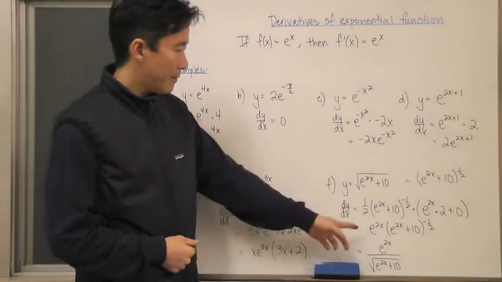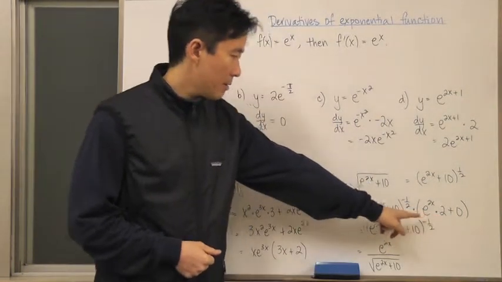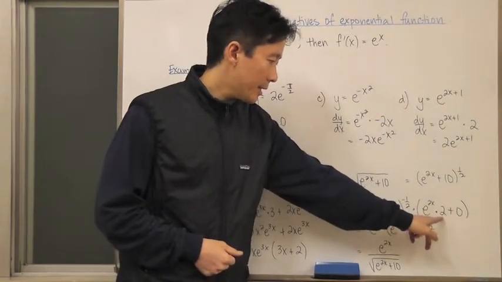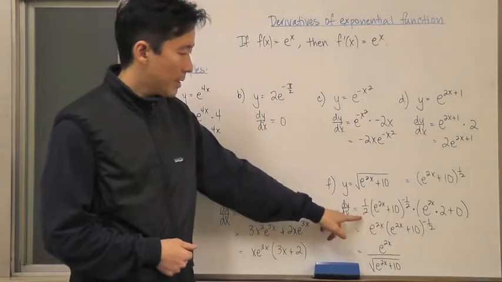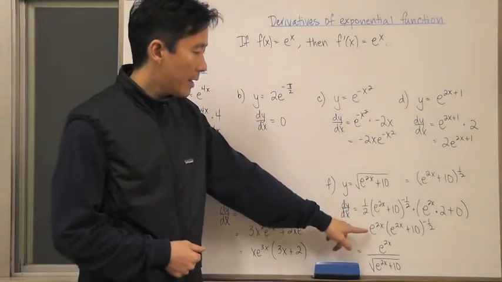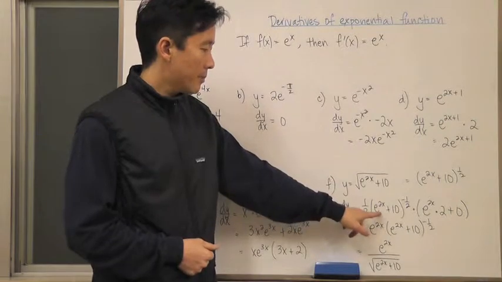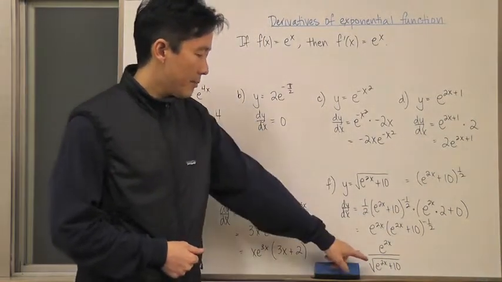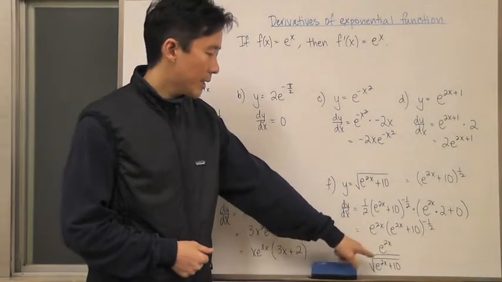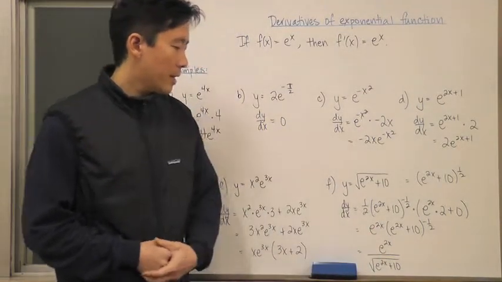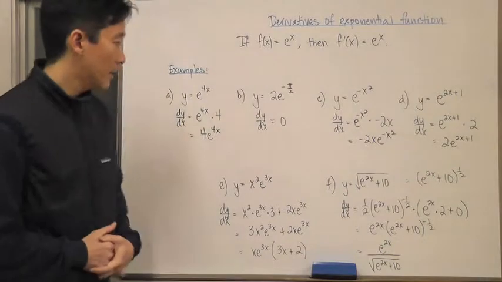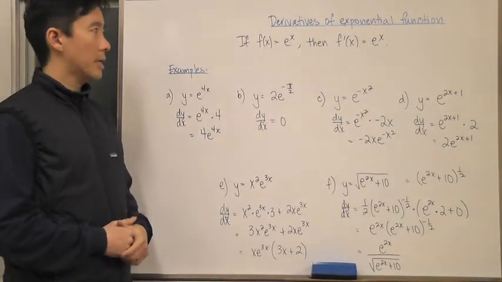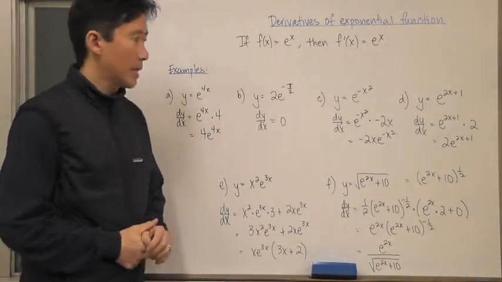So what I have now is that, this being 0, we don't have to add anything. This 2 here can cancel out with the 1/2 here, and I have e to the 2x times e to the 2x plus 10 to the negative 1/2 power. That can be simplified to e to the 2x divided by the square root of e to the 2x plus 10. Okay, so there you go. That's how you take the derivative of an exponential function.